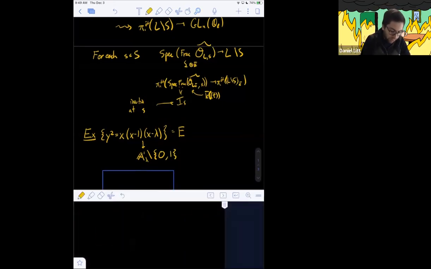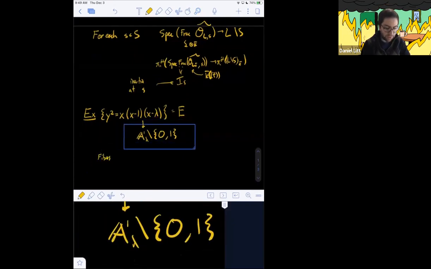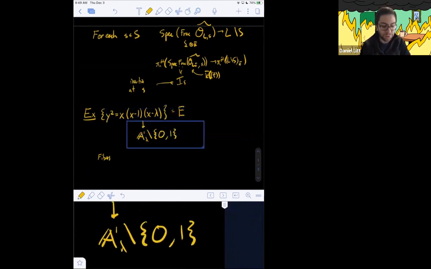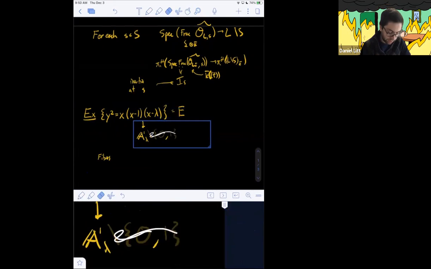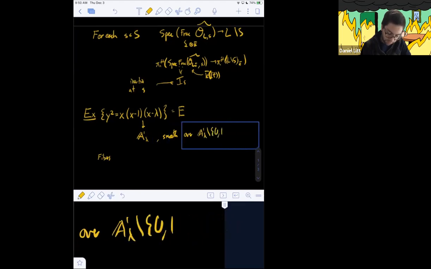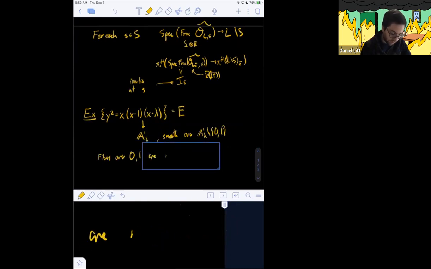Okay, so what are the fibers over 0 and 1? I wrote this over... this equation still makes sense at 0 and 1. It's just only smooth over A1 lambda minus 0, 1. So the fibers over 0 and 1 are nodal elliptic curves. So they're nodal cubics.